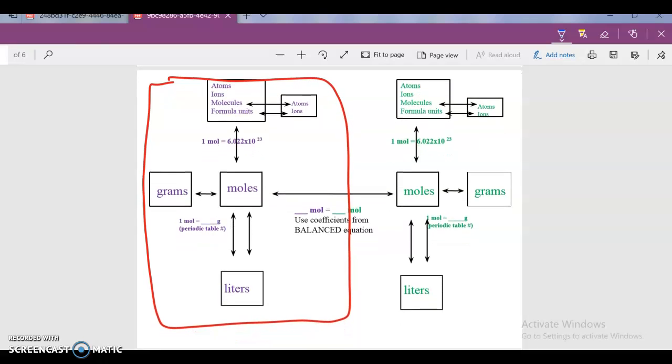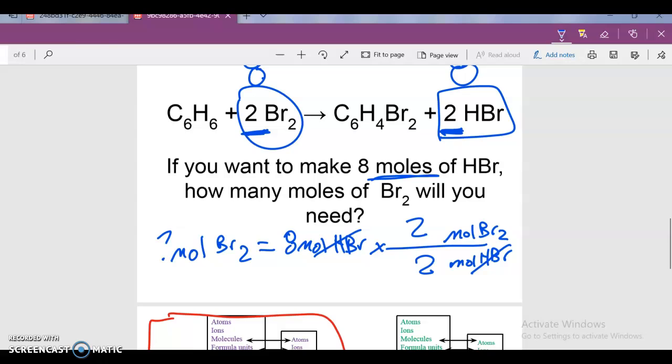So now we're looking at our mole map here, and we now know this mole-to-mole bridge. The moles of one substance to the moles of another substance. That's what we just did here. Moles of one substance, let's say this is the purple stuff, to moles of another substance, this stuff is the green stuff.